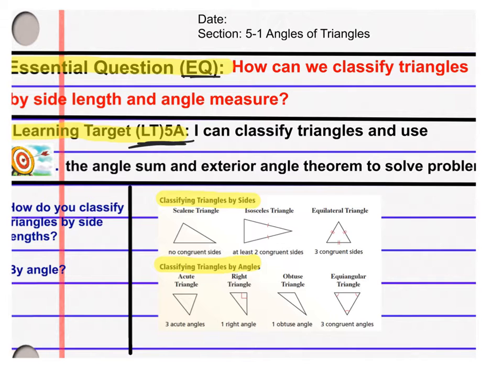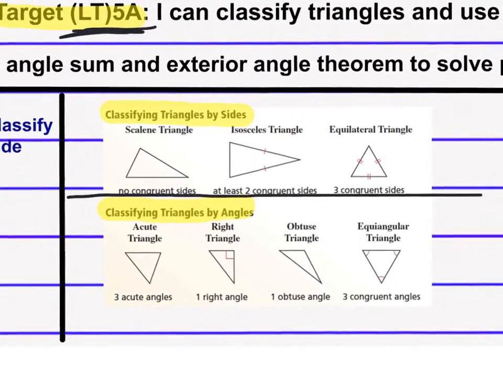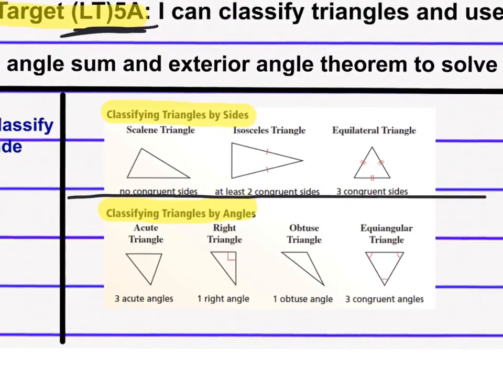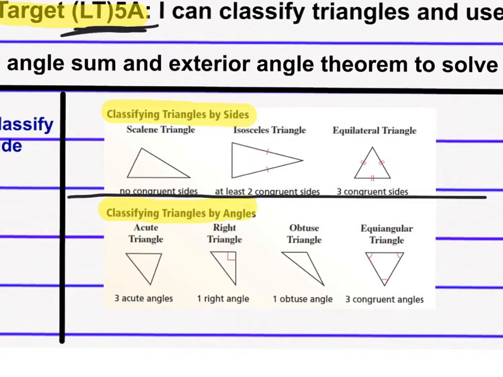All right, so my question here is, how do you classify triangles by side lengths? Classifying by sides would be this top row. Scalene means all three sides are different, so like 5, 4, 3. They would all have different tick marks to show that they're different lengths.